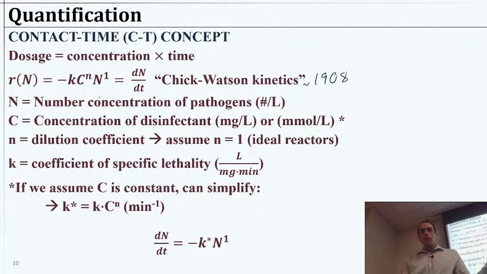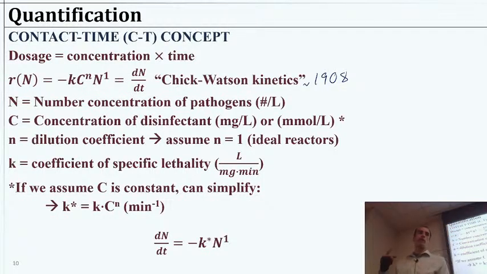So the rate then, our reaction would be negative k times C to the n times N to the 1. And we could describe that's the rate at which, so dN changes with dt, where N is the number concentration of whatever pathogen we're interested in. That would be in units like the number of pathogens per liter. Sometimes we'll quantify that with, let's say, colony forming units per milliliter. Okay, we'll have some metric like that.